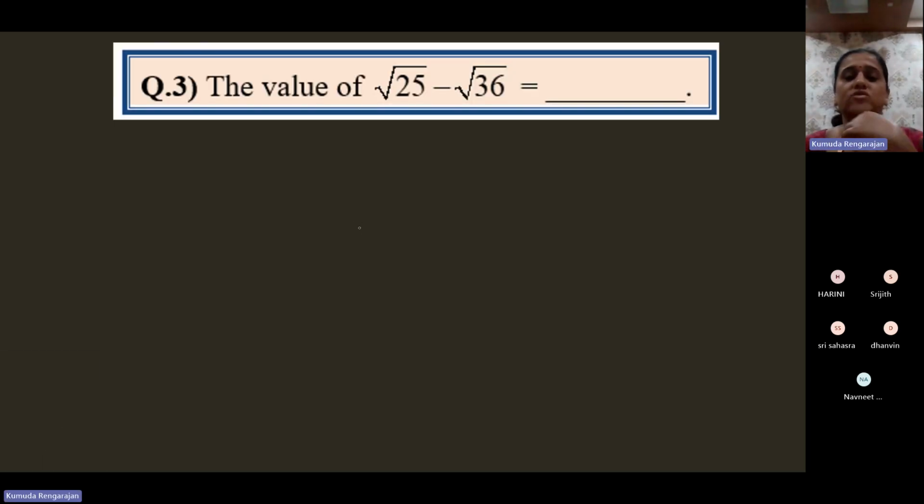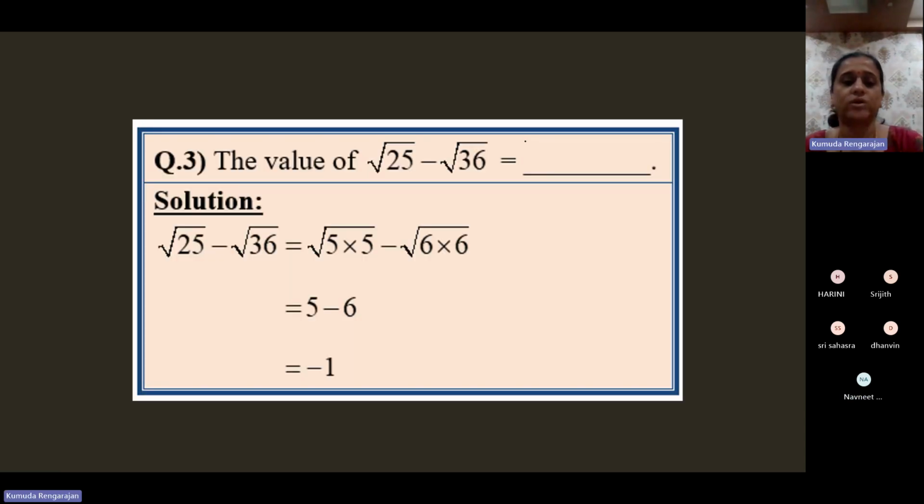The value of square root of 25 minus square root of 36 is equal to, what's the answer? Minus 1. Ma'am, minus 1. Correct. Minus 1.